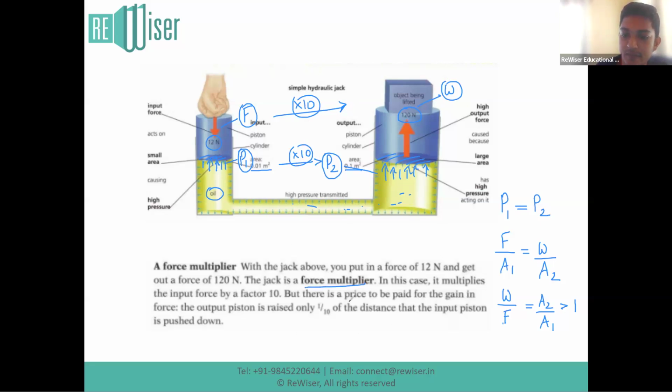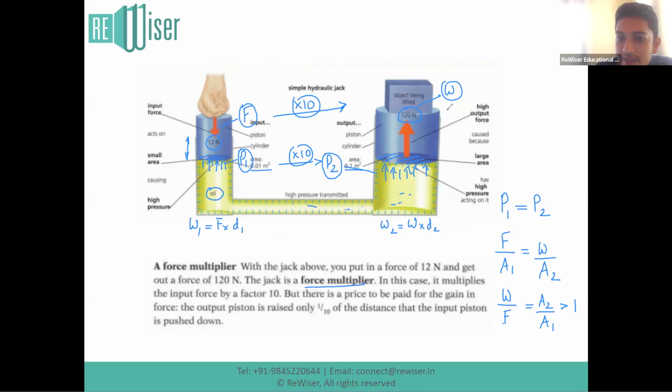So this is a force multiplier. Now, if you're wondering where this extra energy comes from, there is no extra energy. In fact, energy transfer will be the same. The simple reason is, let's say here, work done W1 is equal to F into, let's say, displacement D1 here.